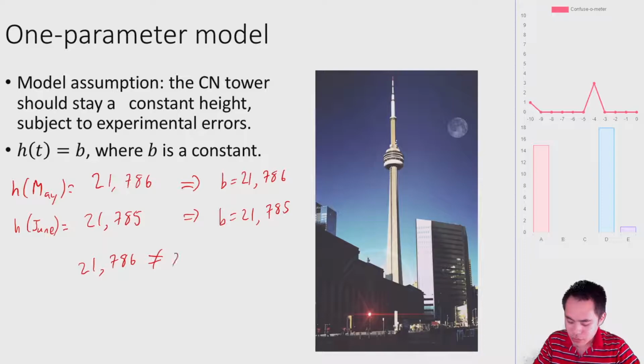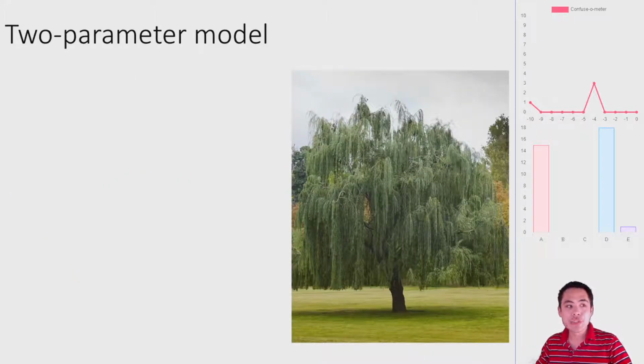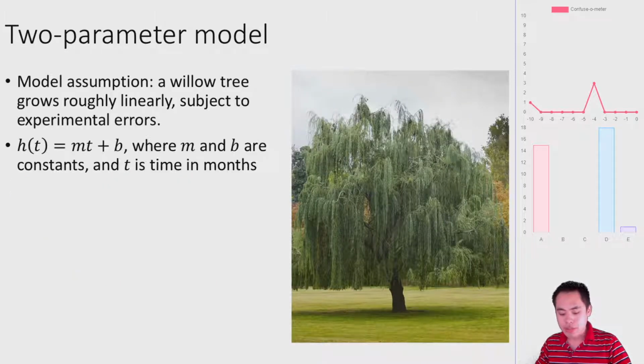786 is not equal to 21,785. Which is a minor problem, but one you've encountered before. And several of you in chat were already saying, well, it's probably just a measurement error. On the other hand, when we had the same style of two measurements for the willow tree, it was actually a two-parameter model, and we had two data points.